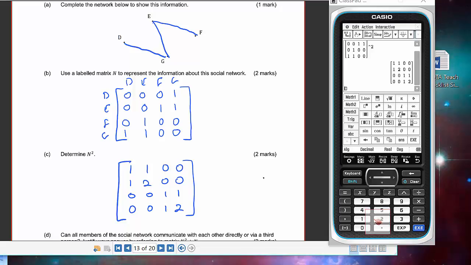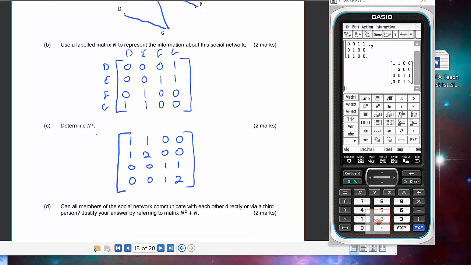Now, interestingly, the answer sheet that I've got in front of me is different to these questions, and it says N squared plus N. And if that's the case, you just add these two together, so that's easy enough. I'm just going to do that because it helps us do the third part of the question. So if we add these two matrices, we're going to get 1, 1, 0, 1, 1, 2, 1, 1. Then we'll get 0, 1, 1, 1. And 1, 1, 1, 2.